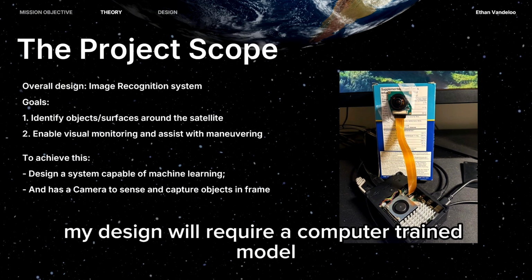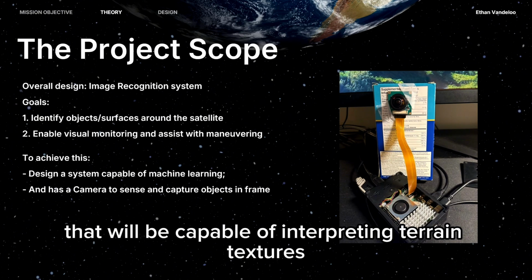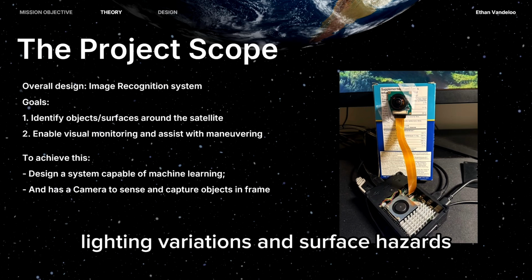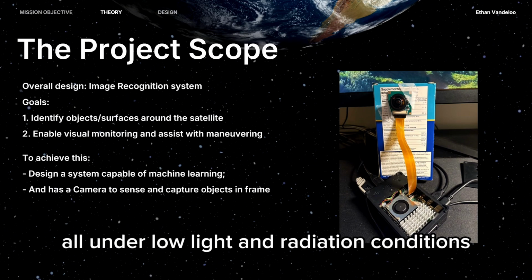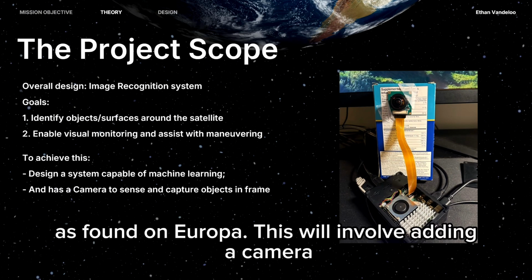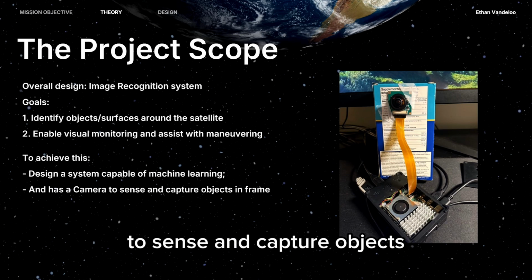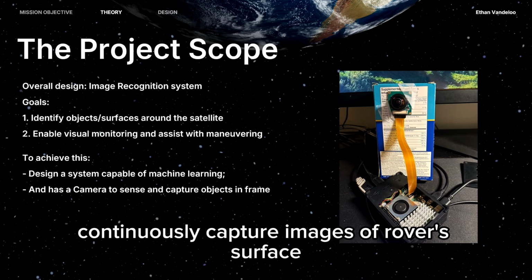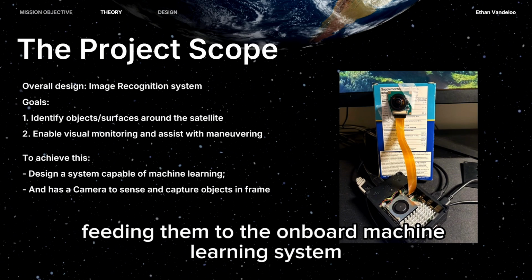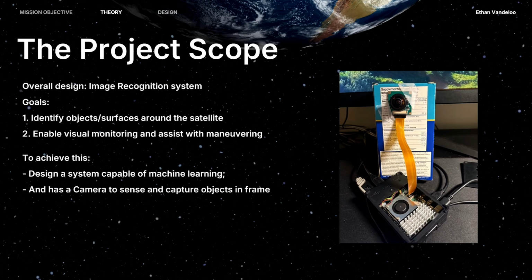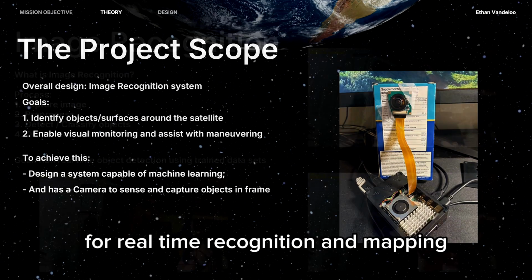To do this, my design will require a computer-trained model that will be capable of interpreting terrain textures, lighting variations, and surface hazards, all under low light and radiation conditions as found on Europa. This will involve adding a camera to sense and capture objects. The camera will be able to continuously capture images of Europa's surface, feeding them to the onboard machine learning system for real-time recognition and mapping.